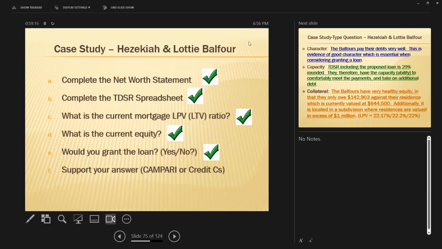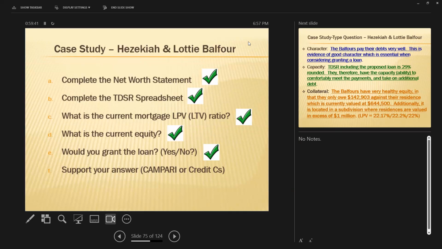So you'll either use Campari or the credit C's. The first one will be character, because characters for both. Sorry, that's for you to keep. For those in here, that's for you to keep. For those in class, the handouts are for you to keep. So you start with character.